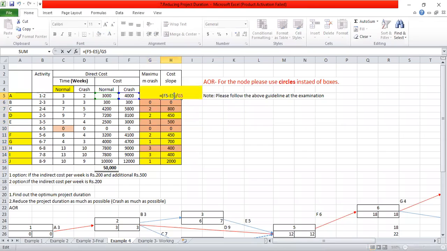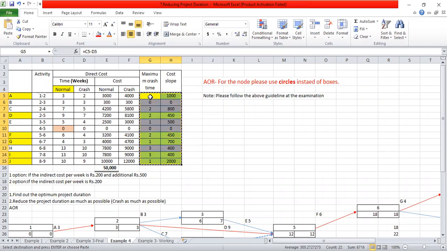The cost slope you can calculate by taking the crash cost minus the normal cost, and the whole thing you can divide by the maximum crash time, for G 5, right? So likewise you have to calculate the maximum crash time and cost slope, right?